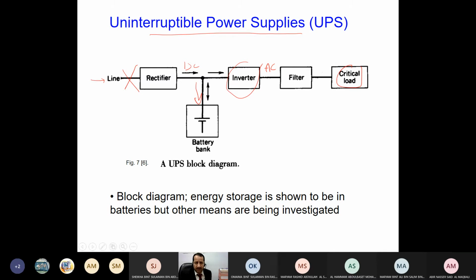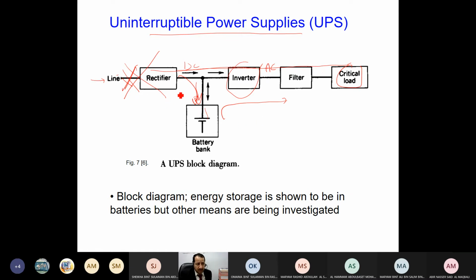As I mentioned, it could be anything: hospitals, a computer center, and so on. When a shutdown occurs here, there is no electricity. By the way, electricity also goes here and here: here to charge the battery and here to the load. But if anything happens here, then what will we do? We will provide the power from the battery.